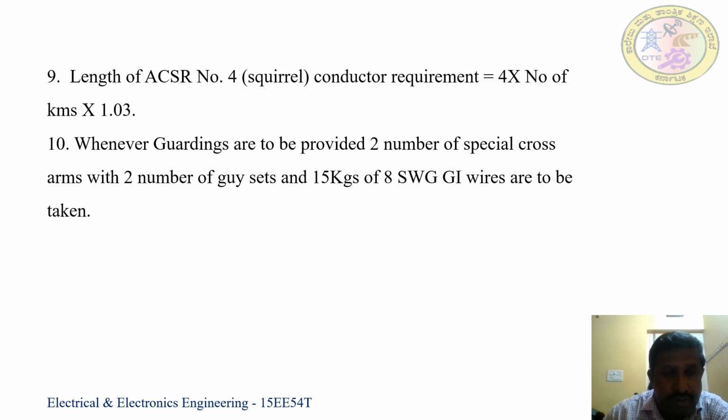The next item is length of ACSR number 4 or spiral conductor requirement equal to 4 into number of kilometers into 1.03. So next item, whenever guardings are to be provided, two numbers of special cross arms with two number of guy sets and 15 kgs of 8 SWG GI wires are to be taken.